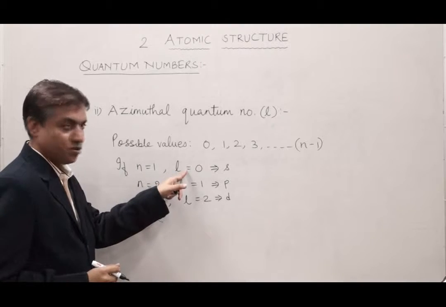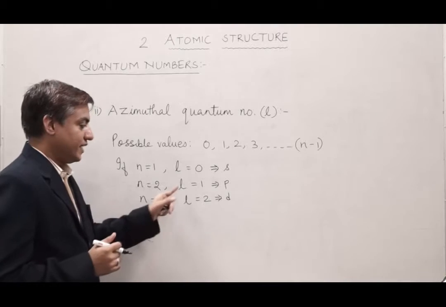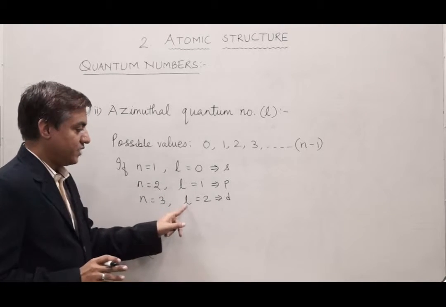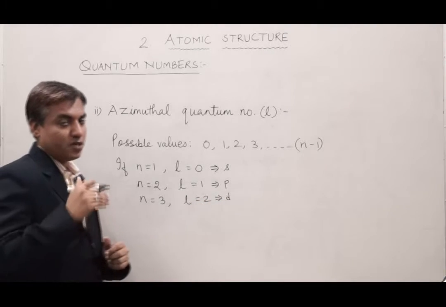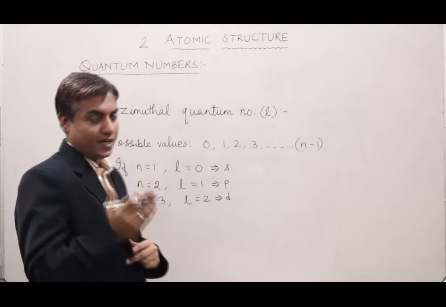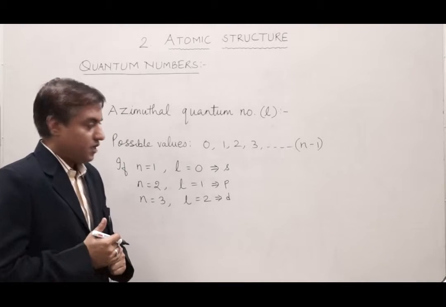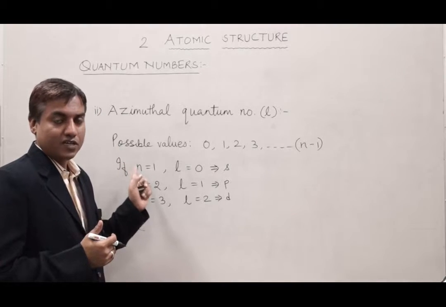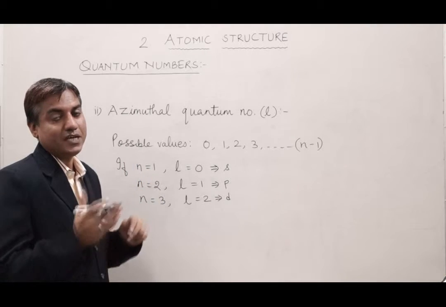When l is equal to 0, the notation is s, or we call it s orbital. When l is equal to 1, the notation is p, which we call p orbital. And when l is equal to 2, we call it d orbital. Now children, I am talking about the term orbital here, and orbitals basically represent the sub-energy levels. This angular momentum or angular quantum number generally helps us to understand the shape of orbitals.